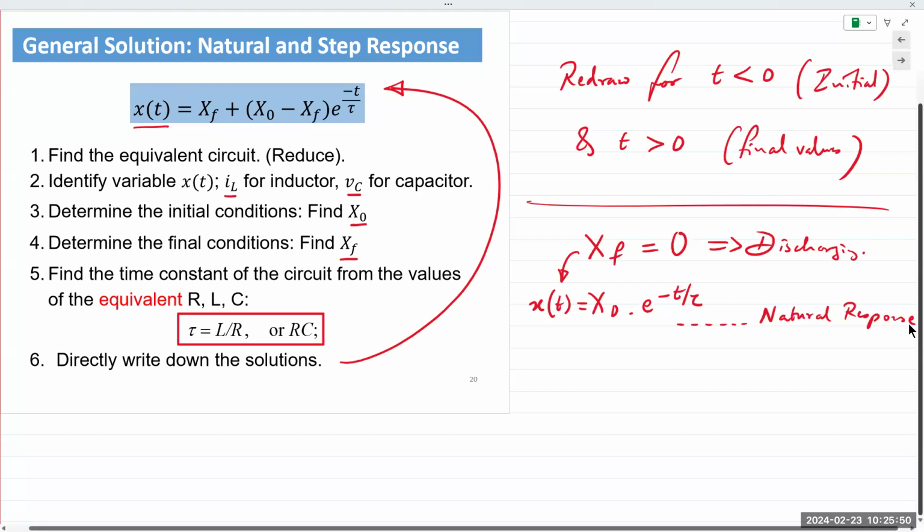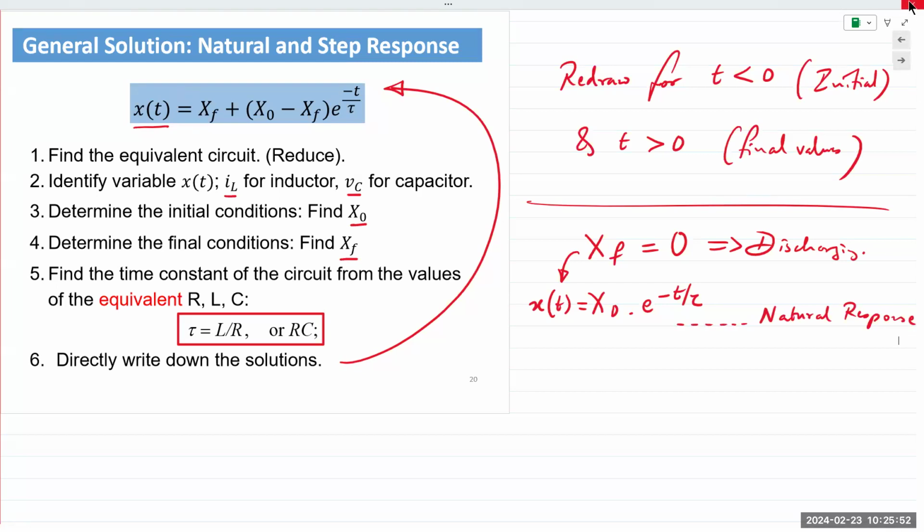Natural response. Remember, for a natural response circuit, we assume that the initial value is full charge. And so when it goes to step response, those are flipped. Initial is 0, and then final value is full charge. For natural response, it goes from full charge to 0. And for step response, it goes from 0 to full charge. So the values get flipped over.